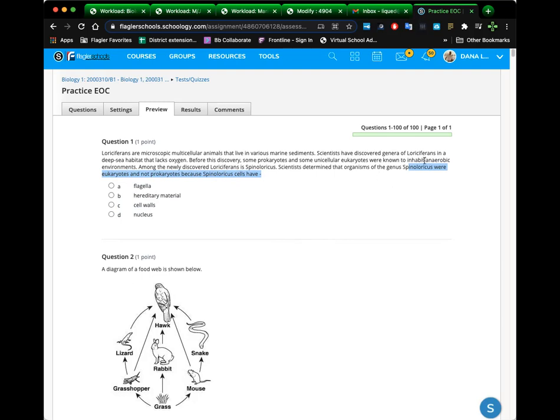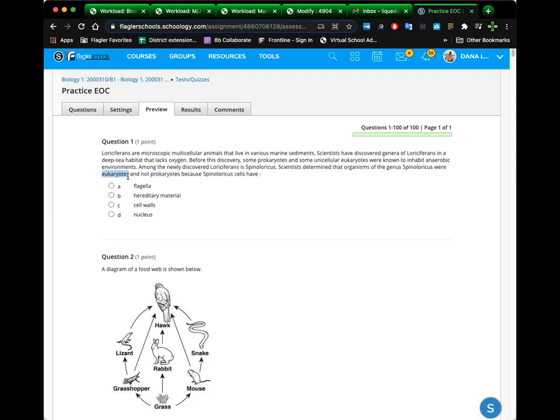But anyways, let's jump right in. How do you know something is a eukaryote and not a prokaryote? The easiest thing to remember: prokaryote, think pro. No, because prokaryotes have no nucleus. They are simple. They are bacteria. They're just basic cells.